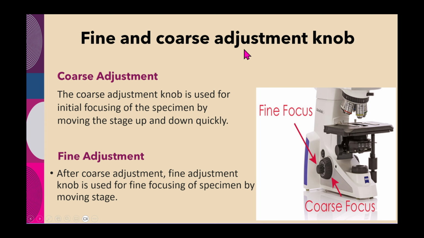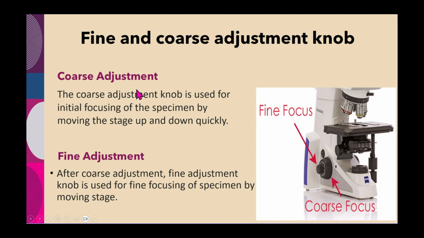Fine and coarse adjustment knobs. There are two knobs. This is the fine adjustment knob and this is the coarse adjustment knob. The coarse adjustment knob is used for the initial or rough focusing of the specimen by moving the stage up and down quickly. Actually, it will just adjust the position so that we can see the specimen.